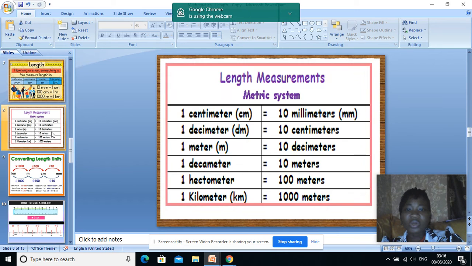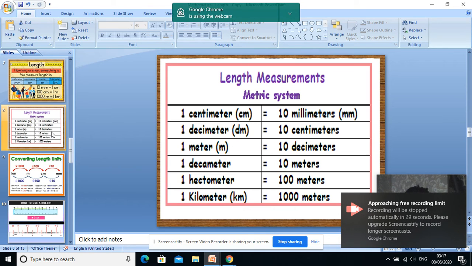Good. So you can see it is really easy to measure length. It's not a problem at all. It's not difficult. Remember, in measuring length, the object we use in measuring length is the ruler. We also have the measuring tape.